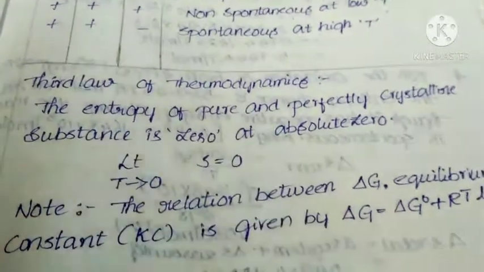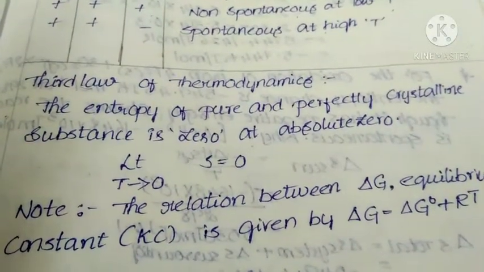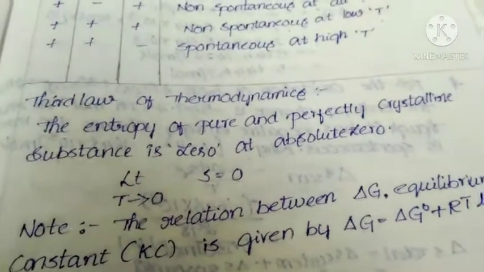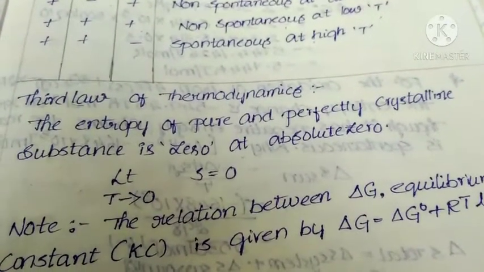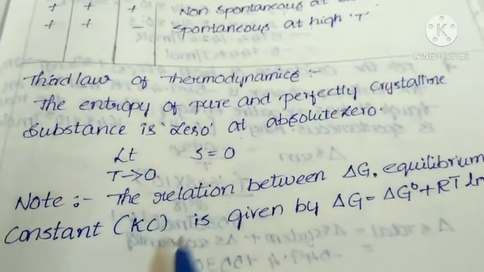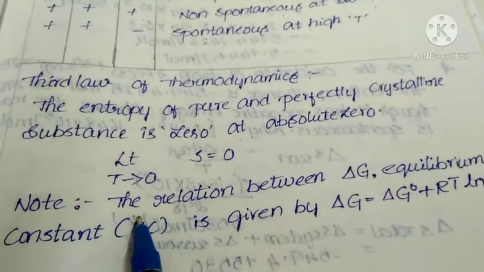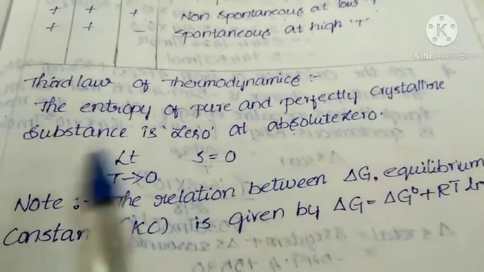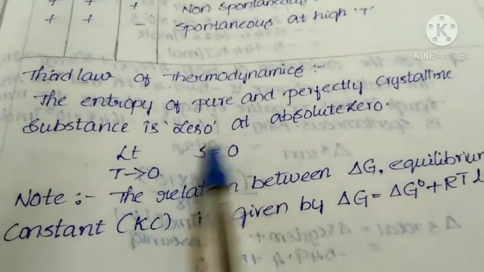Good morning, students. This is the last topic of the thermodynamics chapter, that is the third law of thermodynamics. If we complete this topic, then this chapter will be finished. Here the statement for the third law of thermodynamics is: the entropy of a pure and perfectly crystalline substance is zero at absolute zero.